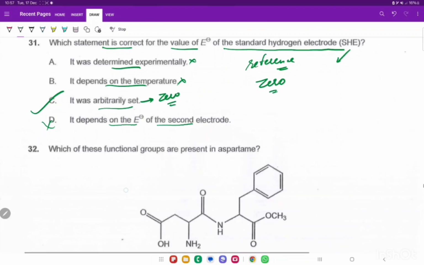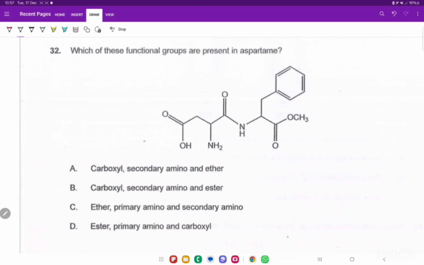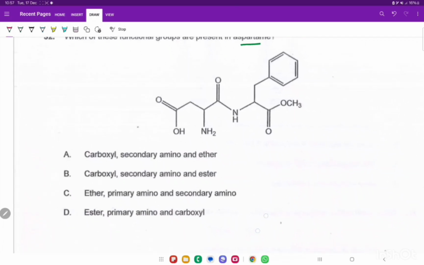Question 31, answer C. Which of these functional groups are present in aspartame? This is the structure of aspartame given to us, and they're asking which functional groups are present. First we'll identify the functional groups. This is a carboxylic acid.